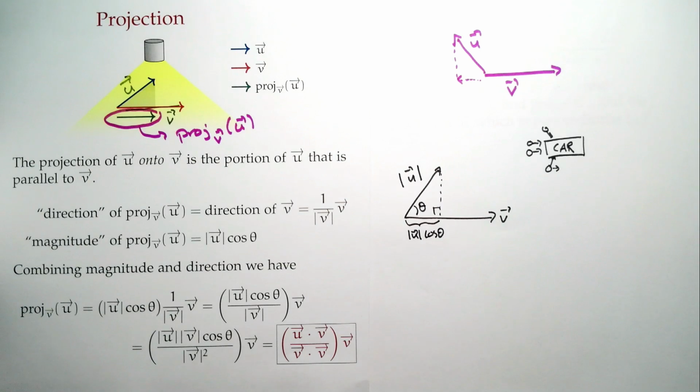Now we just do a little bit of manipulation. I have the magnitude of u cosine theta over the magnitude of v. We think, boy, we saw something with cosine theta before, and we already have the magnitude of u. If we just had a little bit more, we'd be good to go. That little bit more that we're after is that magnitude of v.